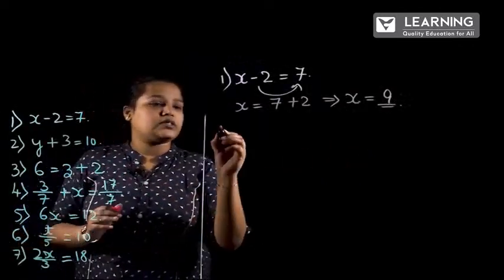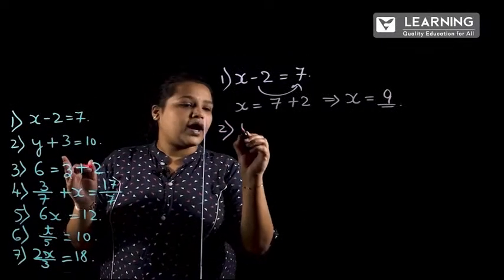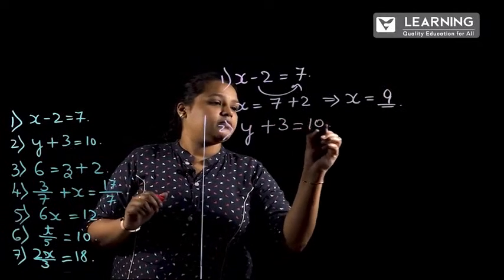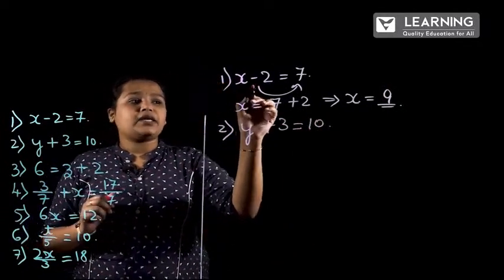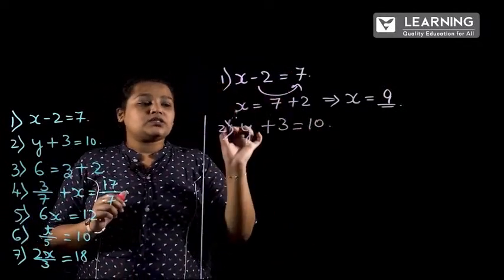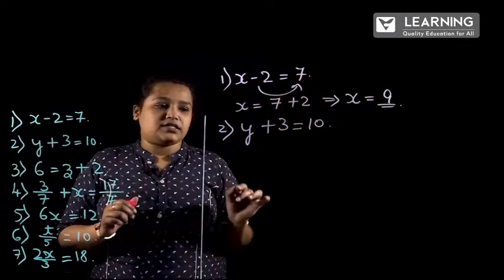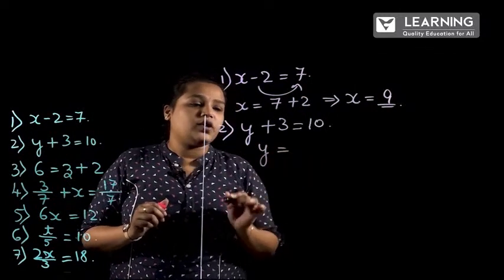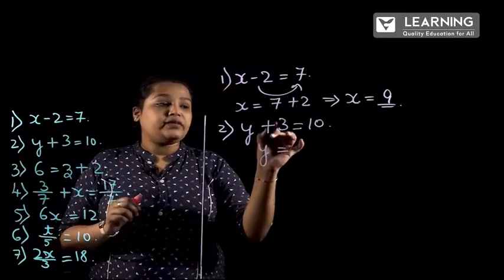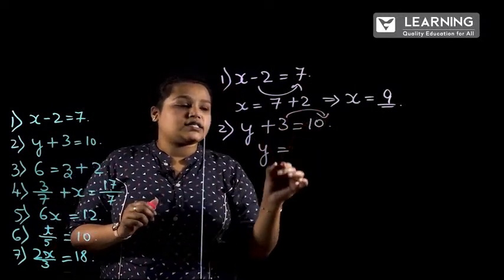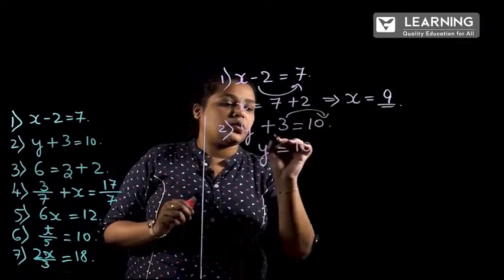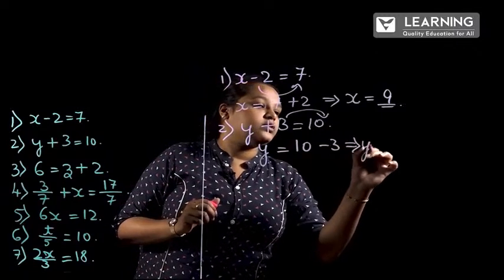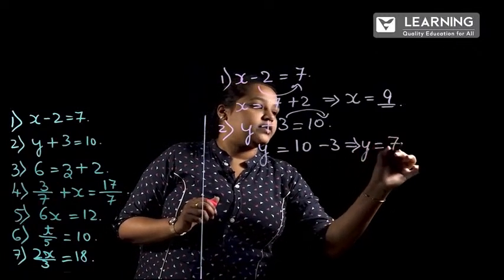Likewise, the second question, y plus 3 is equal to 10. As I said, minus 2 became plus 2 when we moved to RHS. Likewise, in the second equation, y plus 3, when we transfer it to RHS, it will become minus 3. So 10 minus 3, which is equal to the value of y, will be 7.